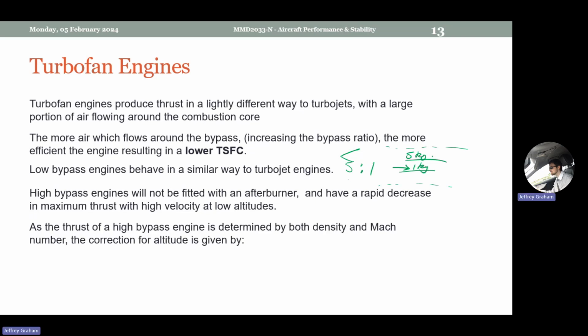Similarly, it's got its own thrust correction. You can see the same bit again. Thrust sea level, the density ratio, so that bit never changes. That's the core aspect, if you like. And then we've got the bypass part to consider. So 0.1 divided by the Mach number, the aircraft traveling, that will give us our corrected value.